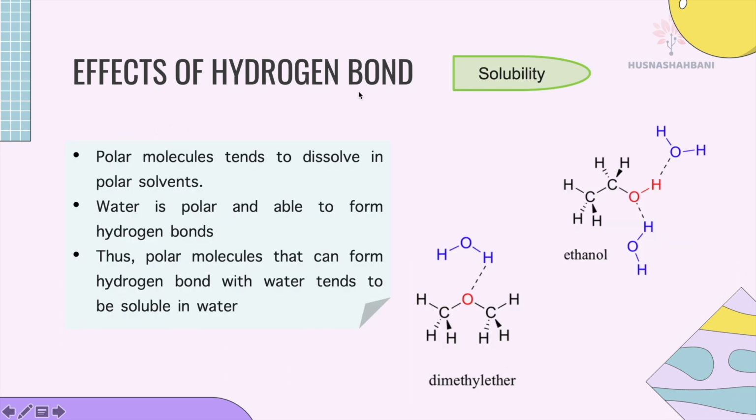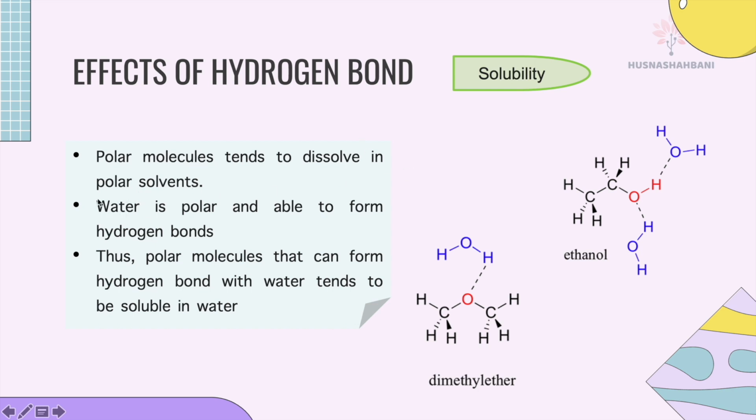Next, the effects of hydrogen bond on solubility. Polar molecules tend to dissolve in polar solvent. So when the molecule is polar, it will dissolve in polar solvent. If the molecule is non-polar, it will dissolve in non-polar solvent. Polar molecule cannot dissolve in non-polar solvent. It must be the same. Polar molecules dissolve in polar solvent.